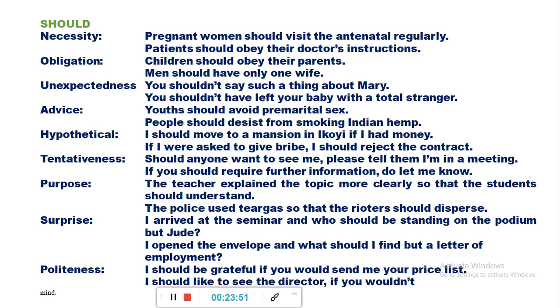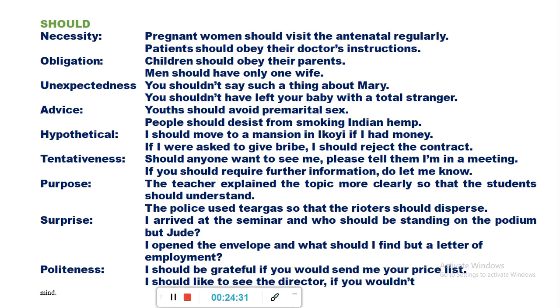Then we can also use it to report a hypothetical situation or express a hypothetical idea. I should move to a mansion in Ikoyi if I had money. If I were asked to give bribe, I should reject the contract. All right. Tentativeness. Should anyone want to see me, please tell them I am in a meeting. This is used in formal settings in most cases. If you should require further information, do let me know. Okay.